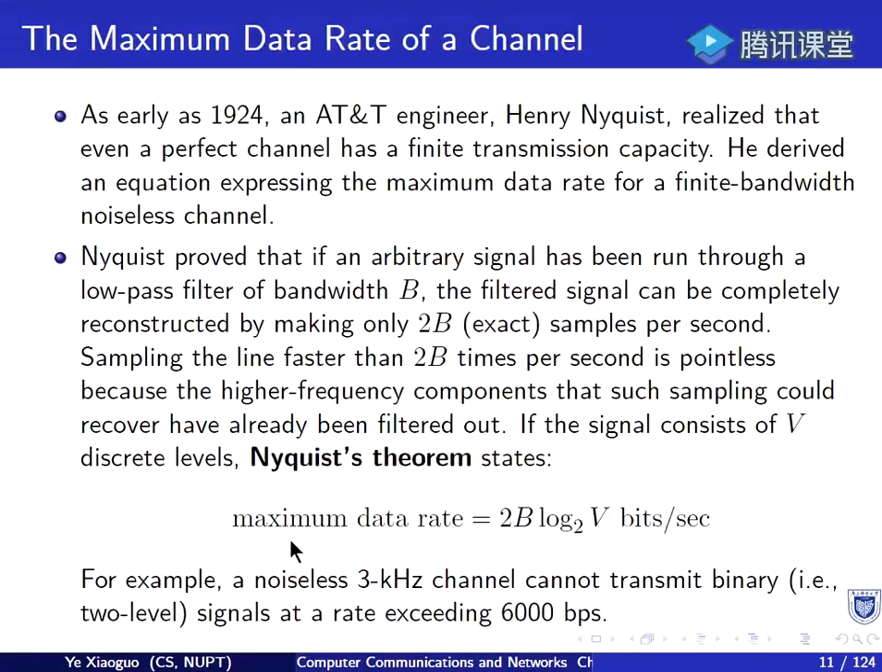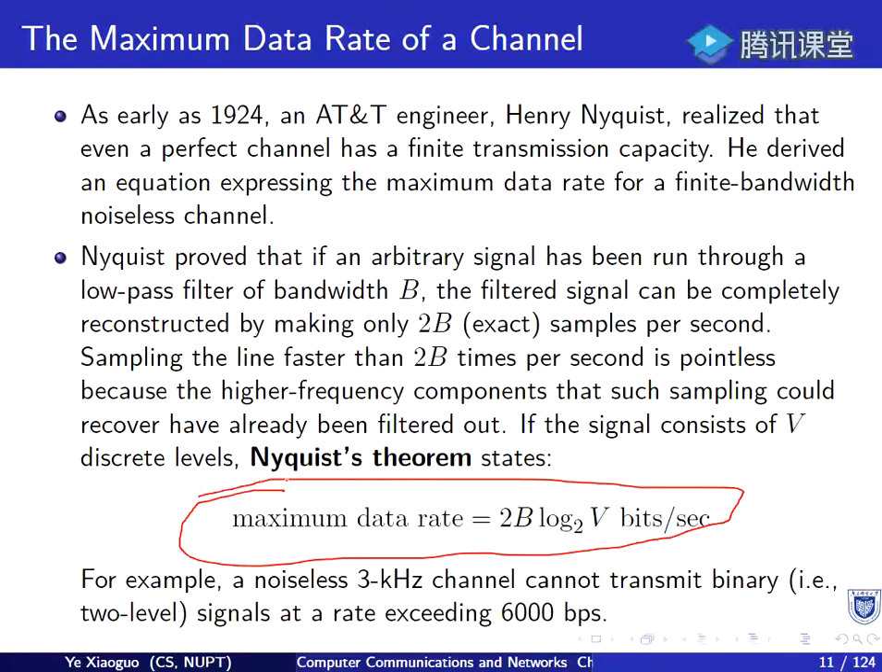The first equation is Nyquist theory. Nyquist theory tells us maximum data rate equals 2B times log2 V. Here B is bandwidth, V is the discrete level of signal. So 2B times log2 V.